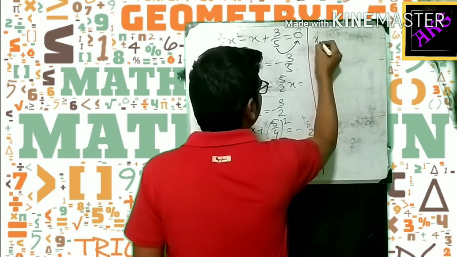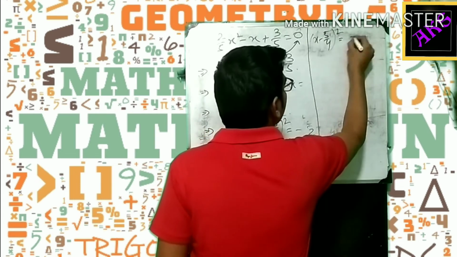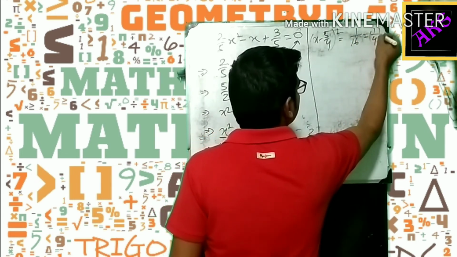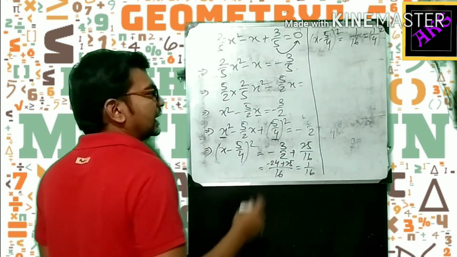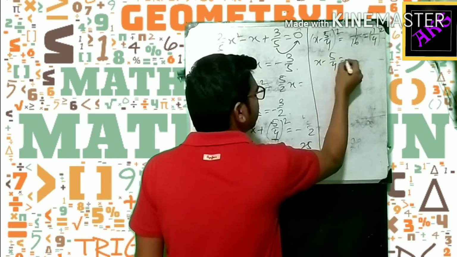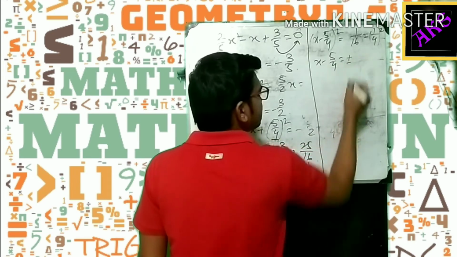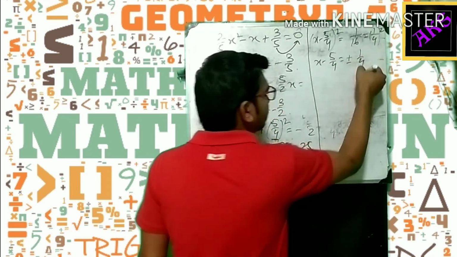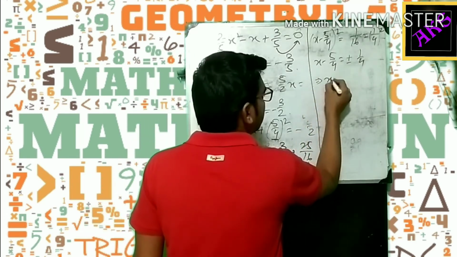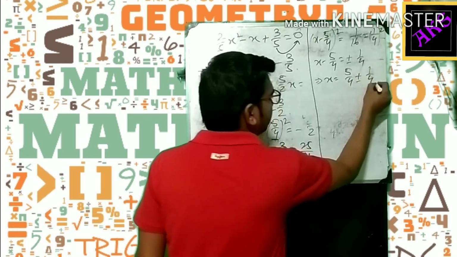Now here we have x minus 5 by 4 whole square equals 1 by 16. 1 by 16 means we can write (1 by 4) whole square. Now we can cancel squares from both the sides. We get x minus 5 by 4 equal to, if we cancel the square, we have to put a plus minus sign, 1 by 4. Now x will become x equal to 5 by 4 plus minus 1 by 4.